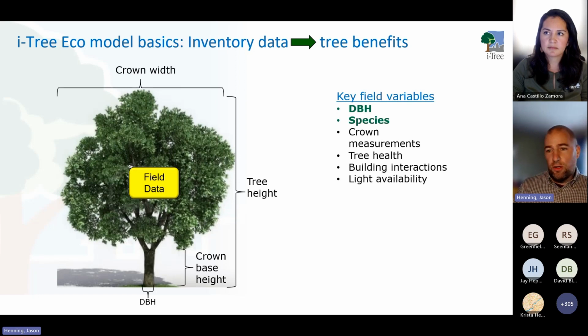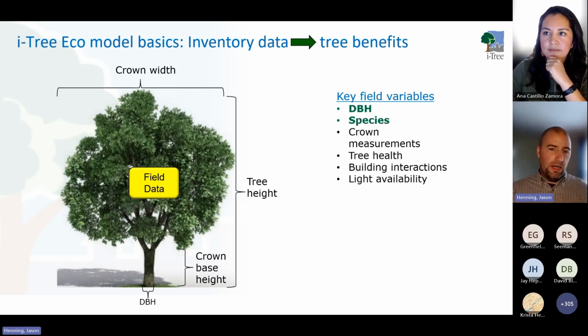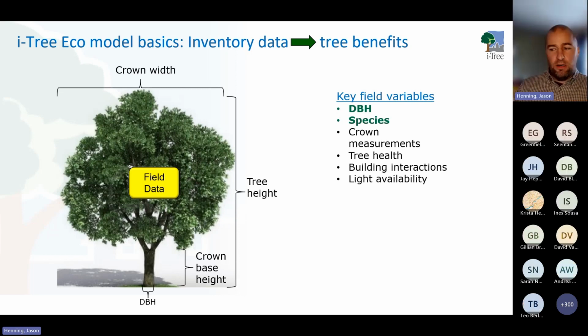So as Anna mentioned, iTree Eco is really the engine that drives all of our other tools. It's where all the science goes first, and then it makes its way out into those other tools. So I'm going to talk a little bit about how we go from the data you put into iTree Eco to getting tree benefits and how that relates to some of our other tools.